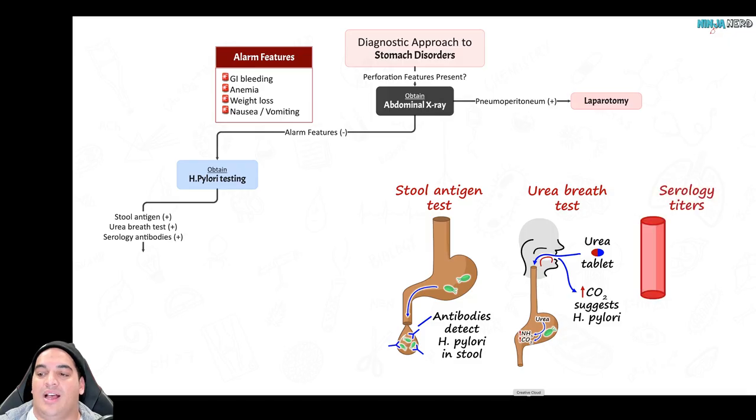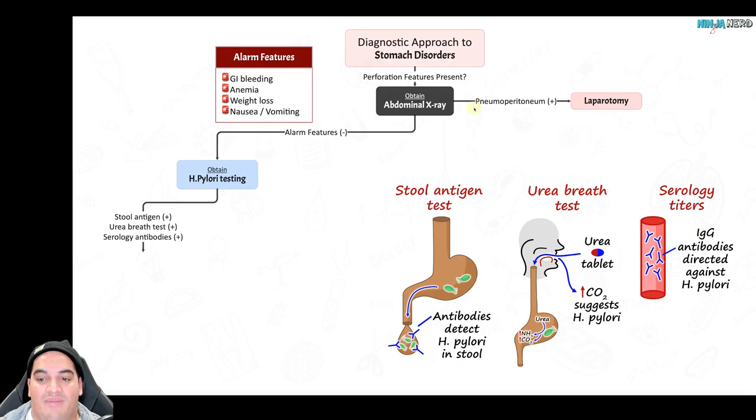The other one is serology titers. These are not very good tests. This looks for potentially antibodies that your body has tried to develop against the H. pylori. But the problem is that they're often IgG antibodies. And that doesn't tell you if a patient has an active infection, so it's not super helpful at all.